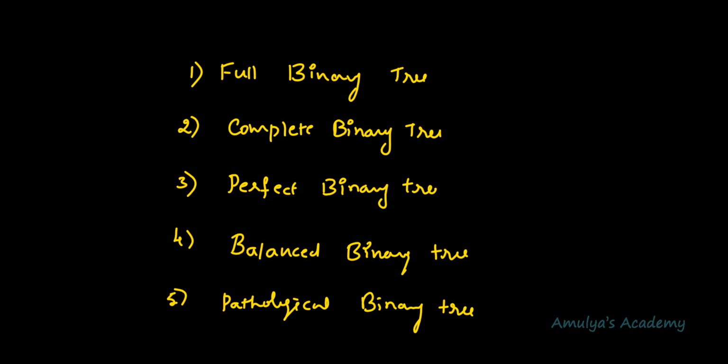We were discussing the tree data structure, and in that we were discussing types of binary tree. In the previous tutorial we discussed the full binary tree and the complete binary tree. Today we'll talk about these three types of binary tree. So the next type in the binary tree is the perfect binary tree, the third type.